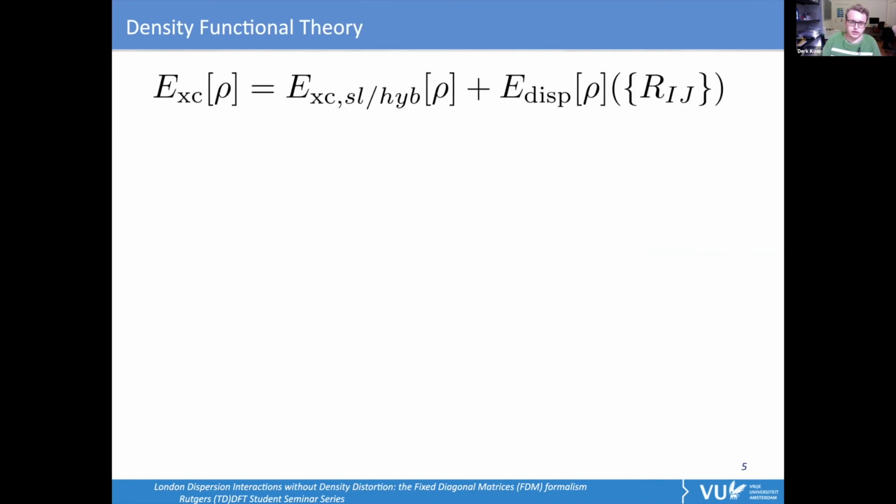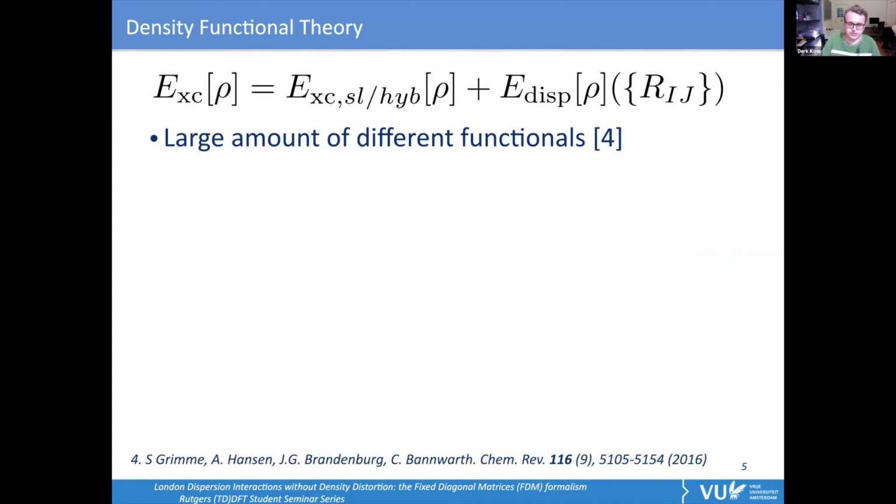So usually, how do we remedy this? Well, we take our exchange correlation functional, the one without dispersion, so the semi-local functional or the hybrid, and we add on a dispersion correction, which typically depends not only directly on the density, but also on the internuclear distances of the two systems. There's quite a large amount of different functionals. Here I list a review of Stefan Grimme from 2016, which covers, I think, most of what is there, but a lot of people have worked on this problem.